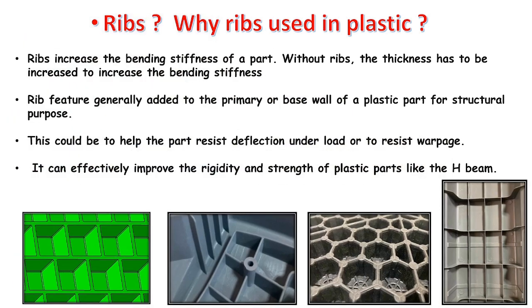So you can see here different types of ribbing structures. The first one is a brick type structure. The second is a cross structure. The third one is a hexagonal structure. And the fourth is also a cross structure.